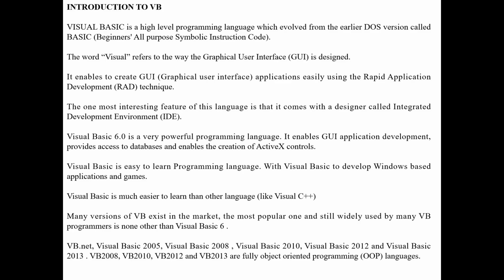Introduction to VB. Visual Basic is a high level programming language which evolved from the early DOS versions called BASIC. The most interesting feature of this language is its integrated development environment. Visual Basic 6.0 is a very powerful programming language. Many versions of VB exist in the market, and the popular one, still widely used by many VB programmers, is none other than Visual Basic 6.